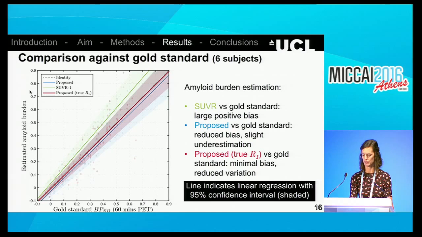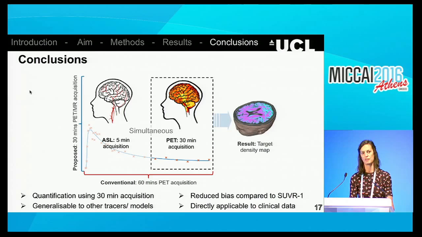So to conclude, we have presented a technique using just 30 minutes of a PET-MR acquisition, which can perform comparably to the full 60 minutes of modeling, which also reduces the bias compared to the comparable method of the SUVR. This technique should be generalizable to other tracers and other models, and we applied this directly to clinical data which came from the study.